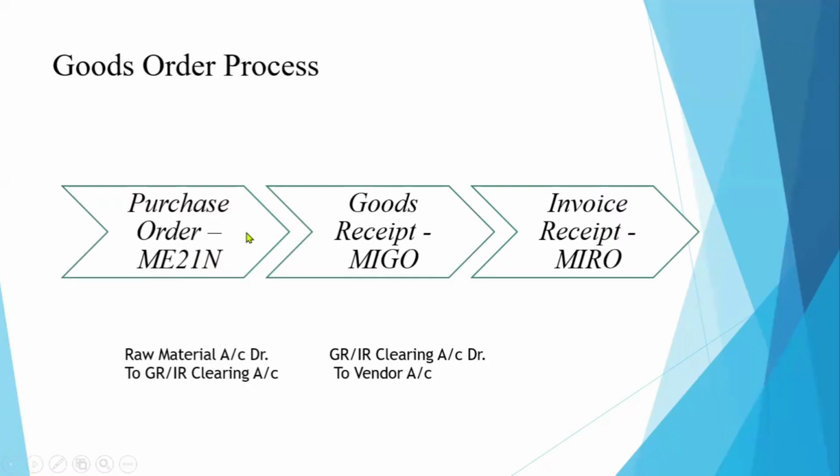We did a purchase order, ME21N. We did goods receipt, MIGO. We saw this entry getting generated, raw material to GR/IR, and now we have the invoice receipt, that is MIRO. Okay. Now just think what else can happen.